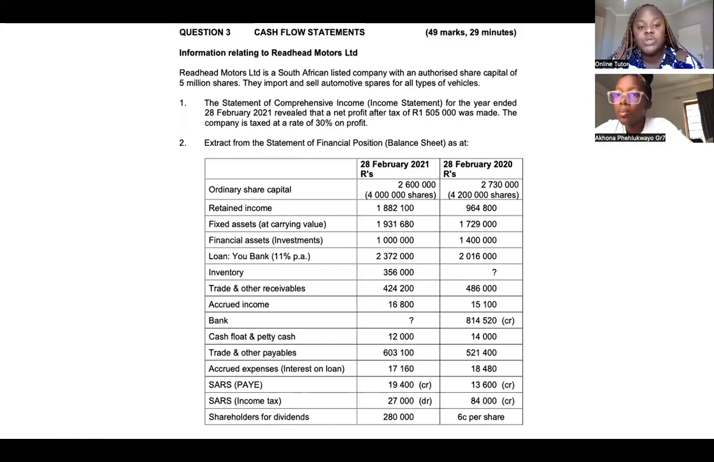So let's get started with today's question. The information relates to Red Head Motors. Let me just turn on my pen quickly. Red Head Motors is a listed company. We're not sure if that's going to make a difference, probably not when it comes to cash flow. Authorized share capital is 5 million. They import and sell automotive spares for all types of vehicles.